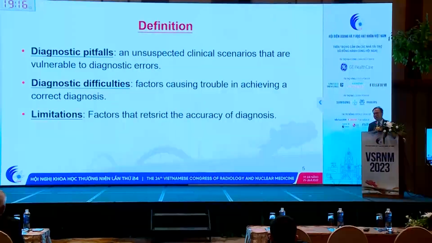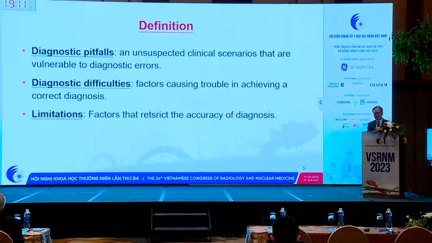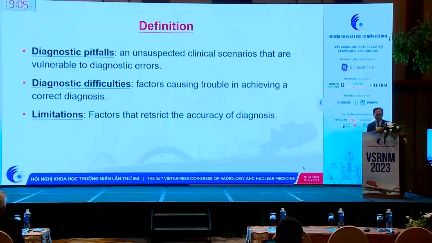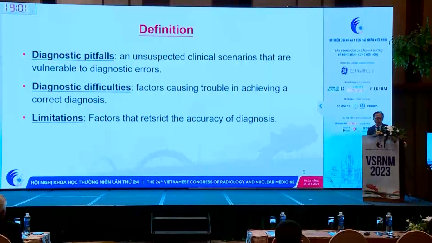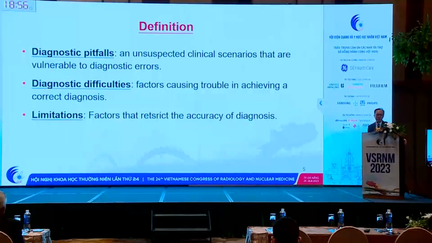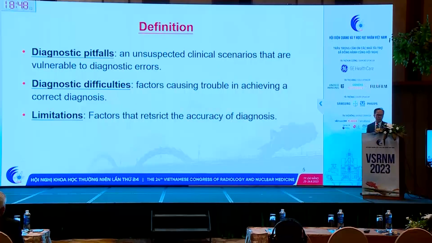The definition, everything is based on definition. The definition of diagnostic pitfalls is an unsuspected scenario that could be vulnerable to diagnostic error, that may lead to diagnostic error. Diagnostic difficulties and limitation is the same. Limitation is something troublesome during the diagnosis. That could be due to technology problems, due to lack of clinical information. If we have all the complete information, that could be okay. So this is also the limitation, restricting the accurate diagnosis.